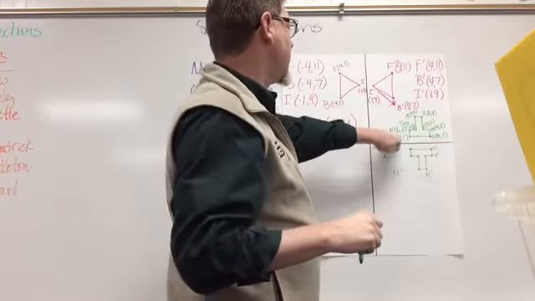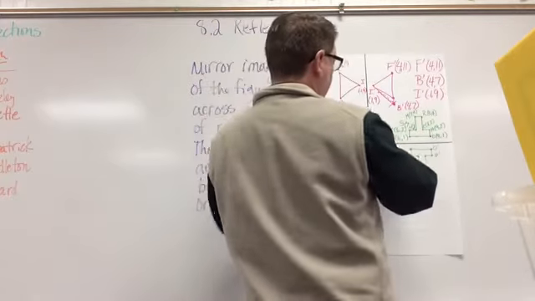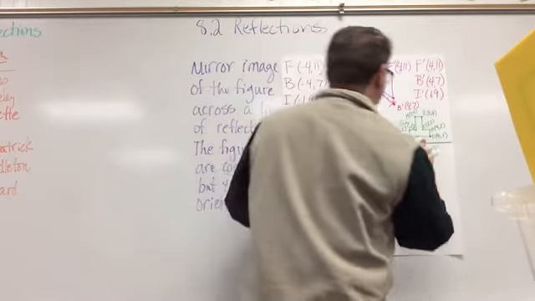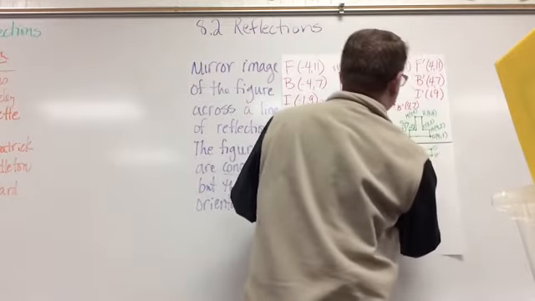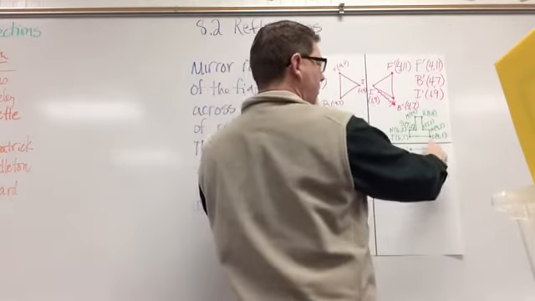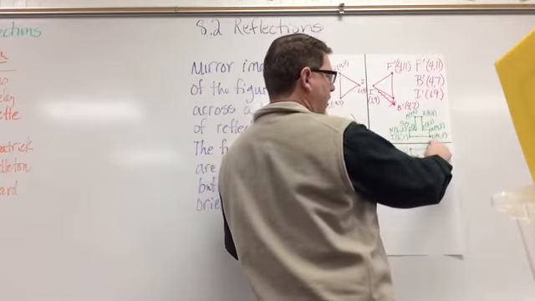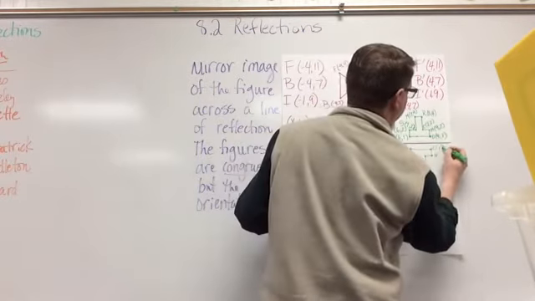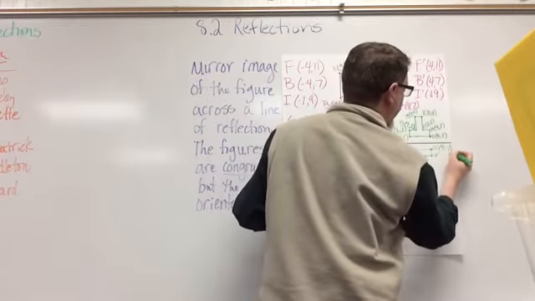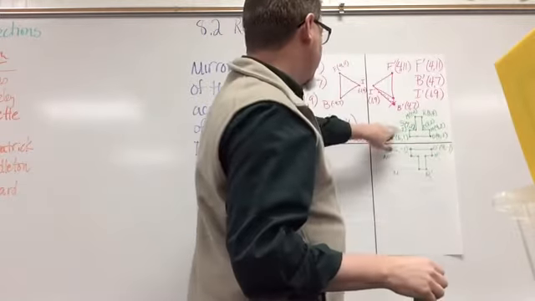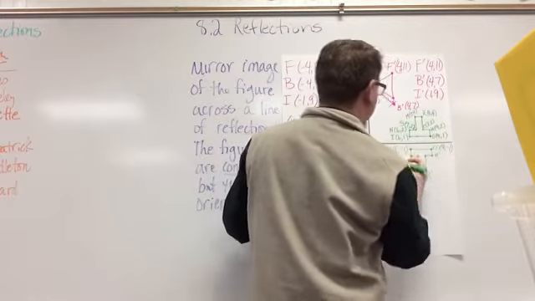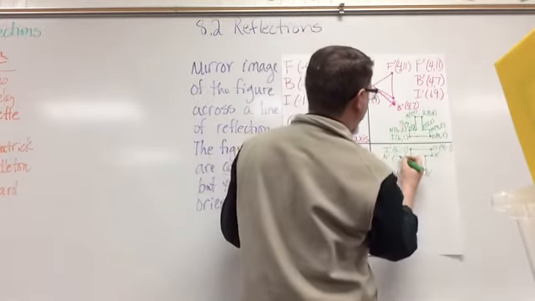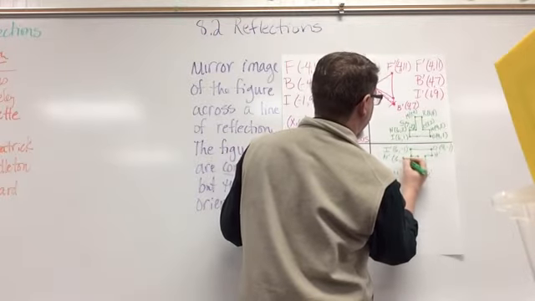So my original I was 6, 1. Well, my I prime is 6, -1. Well, my original O was 9, 1. Well, my O prime is 9, -1. N original was 6, 2. N prime is 6, -2.